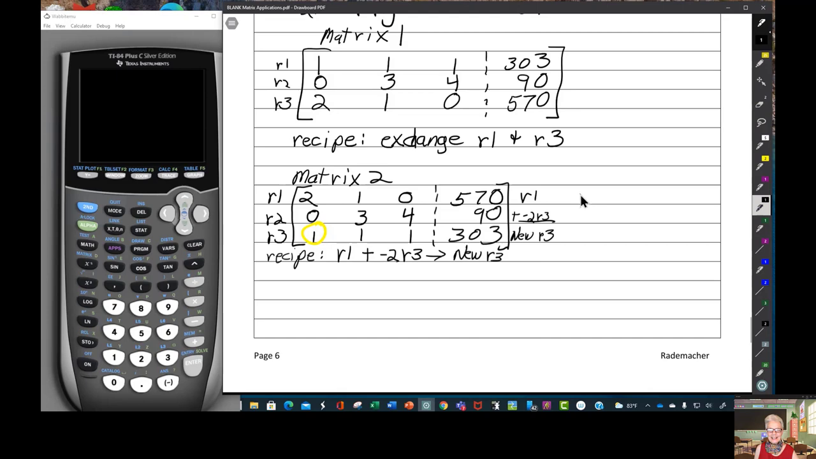Here we go. Row one now is 2, 1, 0, 570. And negative two times row three. All right, don't panic yet. Negative two times one, well, that'll give me a negative two, a negative two, a negative two, and a negative 606, which I do not like at all. However, we're going to stick with it. Not panic.